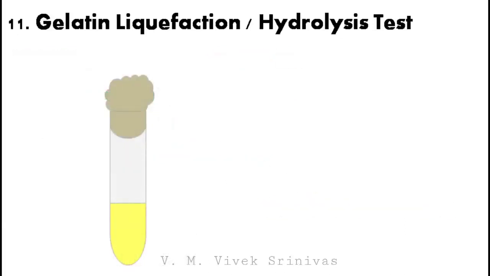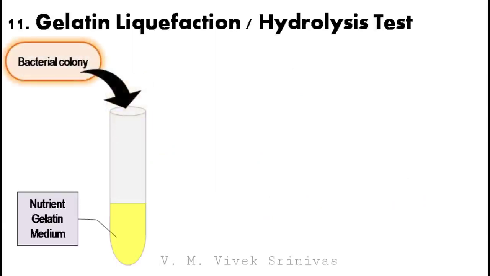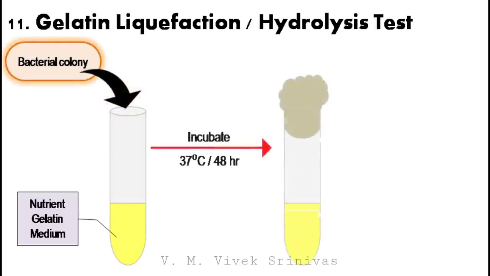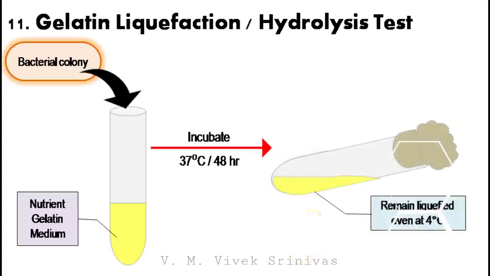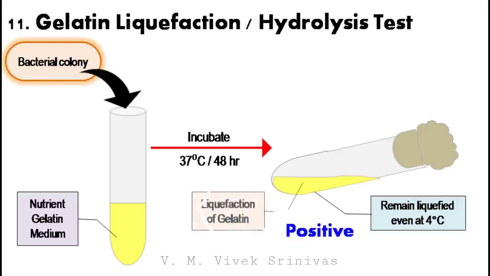The procedure. This test is performed in a test tube prepared with the nutrient gelatin medium. Now, take the bacterial colony and inoculate it into this gelatin medium. Incubate for 48 hours. Following incubation, if the medium remains liquefied even at 4 degrees Celsius, it indicates the test is positive due to the liquefaction of the gelatin. For example, the bacterial organism Staphylococcus aureus is positive for the gelatin liquefaction test.